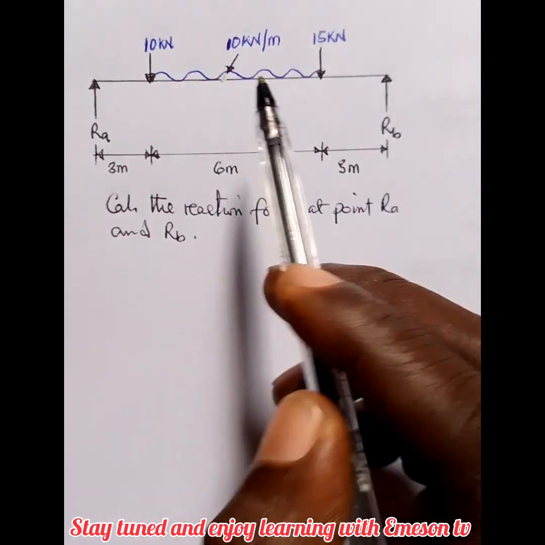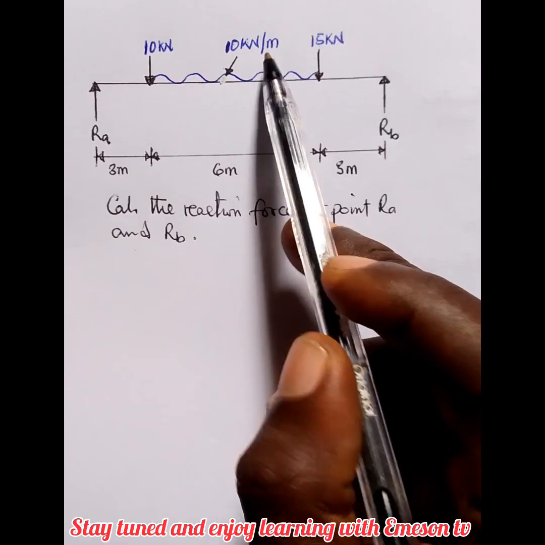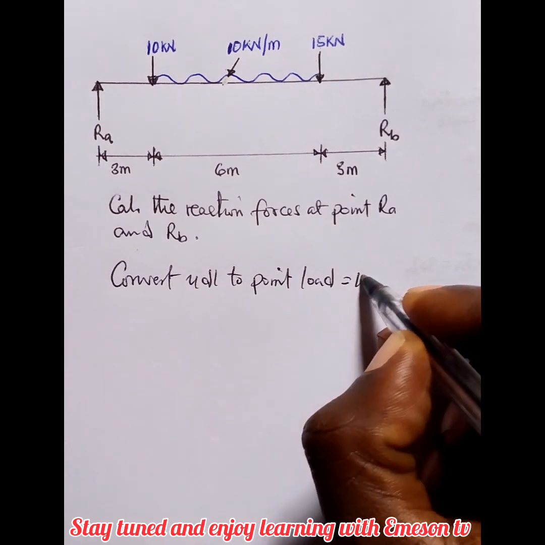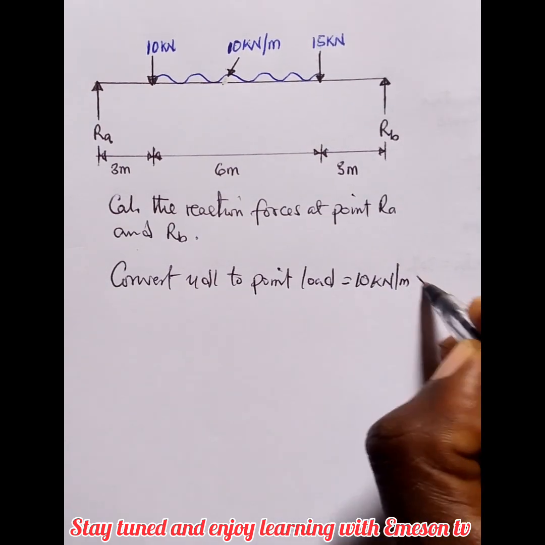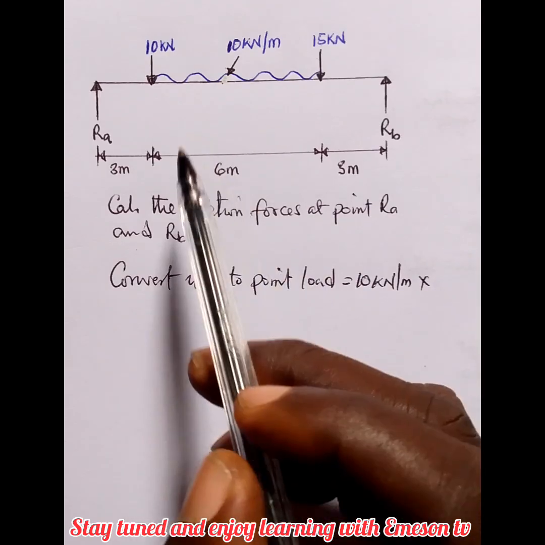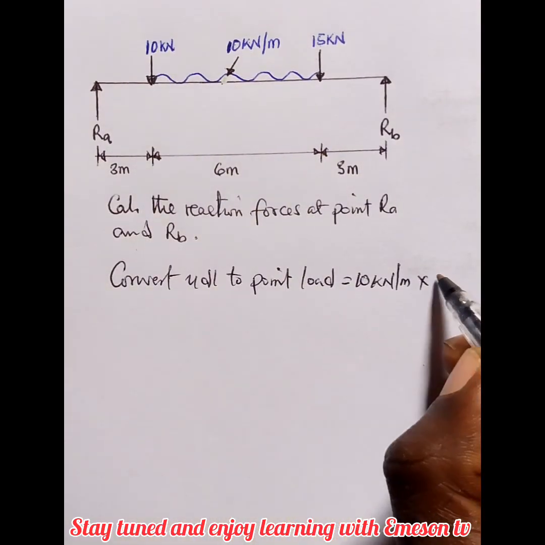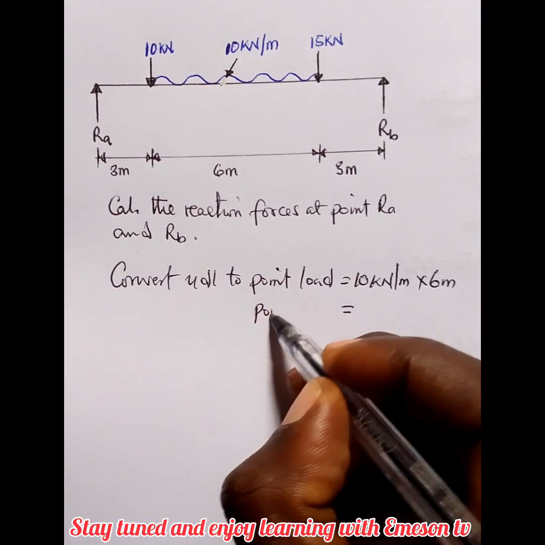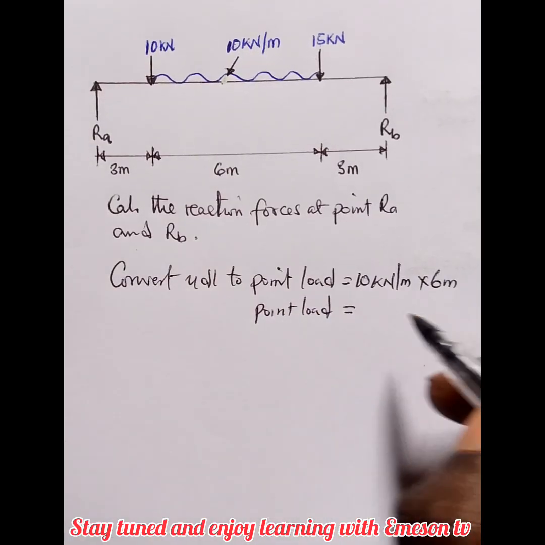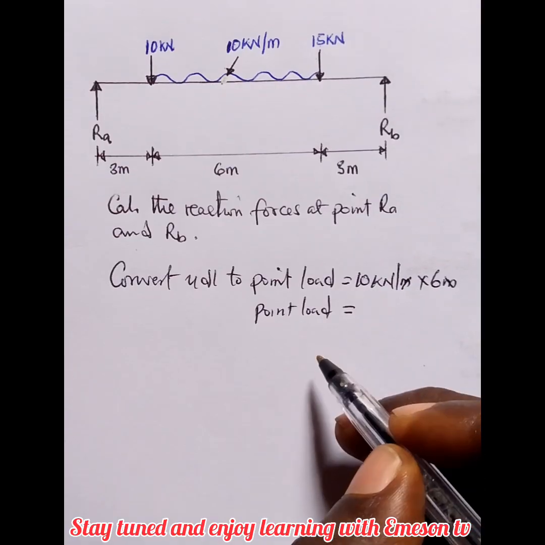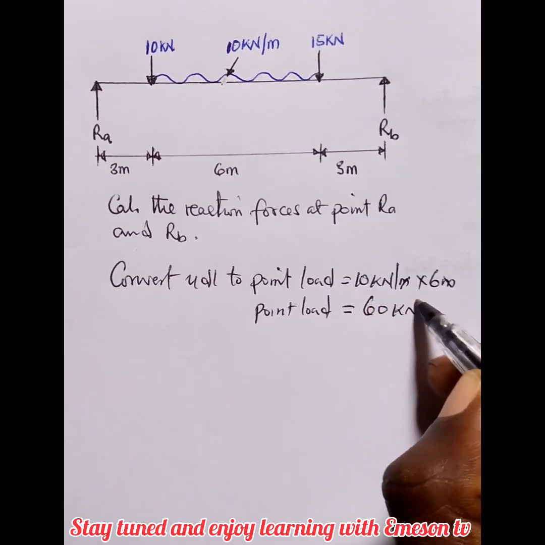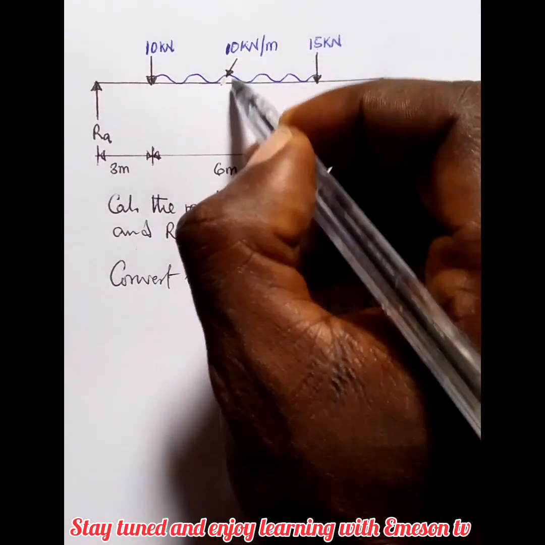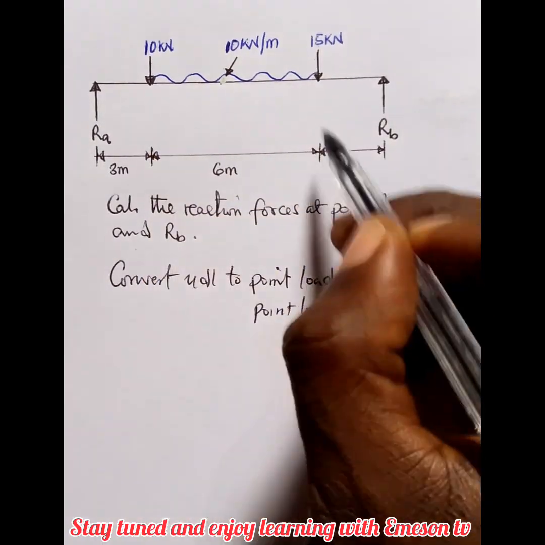First of all, what you need to do is to convert this UDL to a point load. So converting this UDL to a point load, you say 10 kilonewton per meter multiplied by the distance over which the UDL is acting, from this point to this point, which is 6 meters. So this UDL becomes 60 kilonewton. So I've converted this to a point load. This point load will act at the center, from here to here. So it's acting at the center.